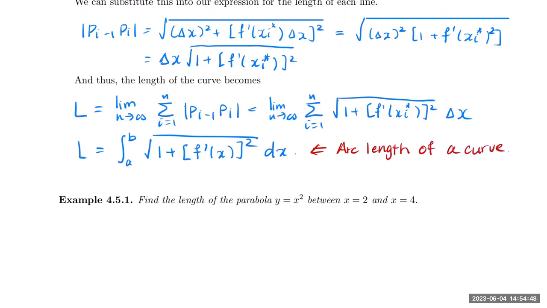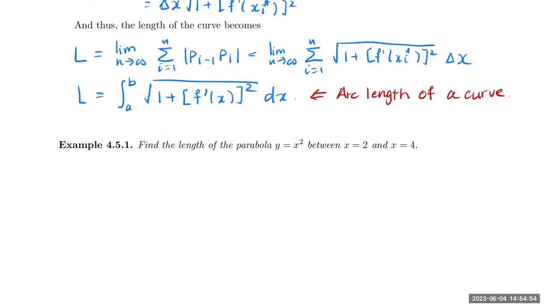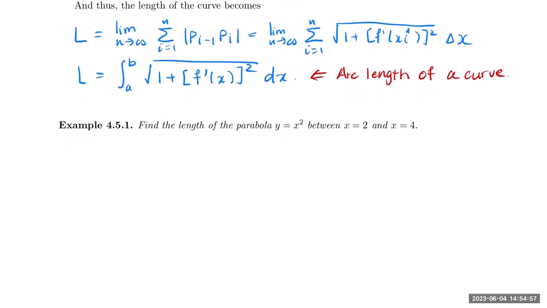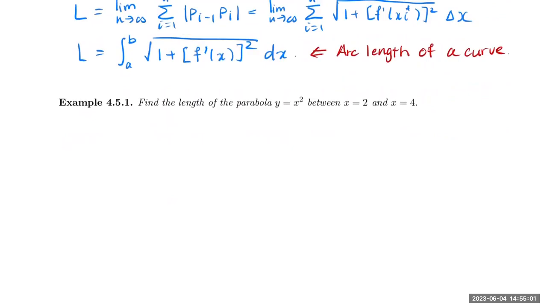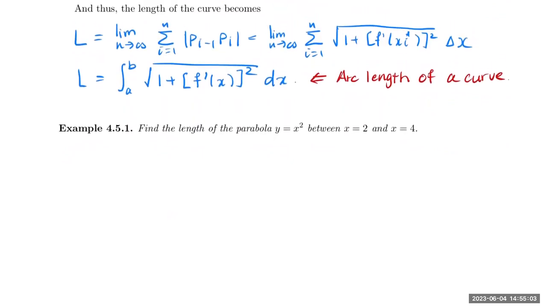Okay, so let's have a look at an example. Let's use the formula that we have obtained. So let's find the length of the parabola y is equal to x squared between x is equal to 2 and x equals to 4. Well, let's first of all find the derivative of f.